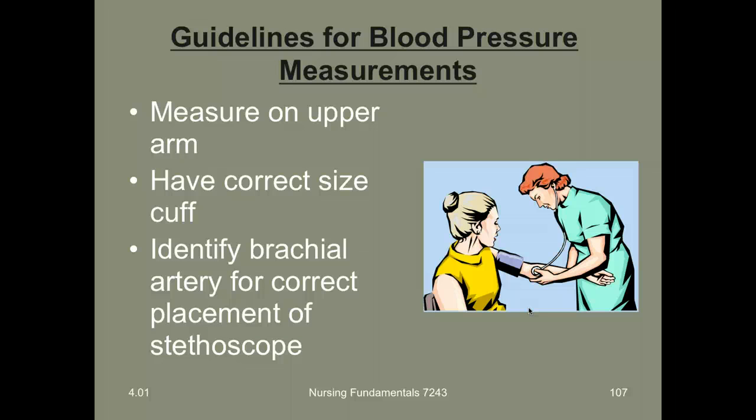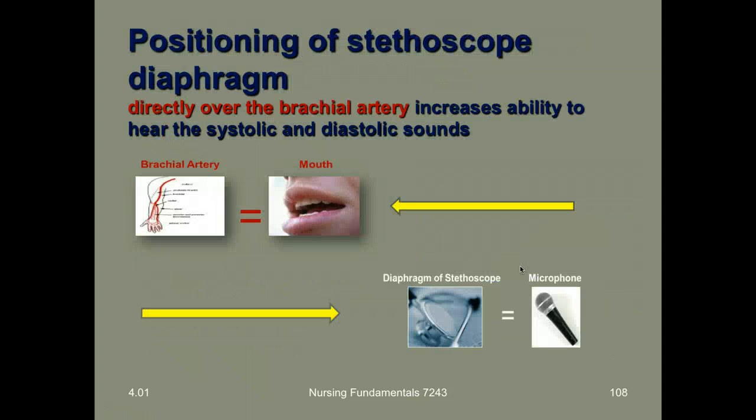Guidelines for measurement of blood pressure: measure on the upper arm. You need to make sure that you have the right size cuff. You have to identify the brachial artery for correct placement of your stethoscope. Positioning the stethoscope diaphragm directly over the brachial artery increases the ability to hear the systolic and diastolic sounds.